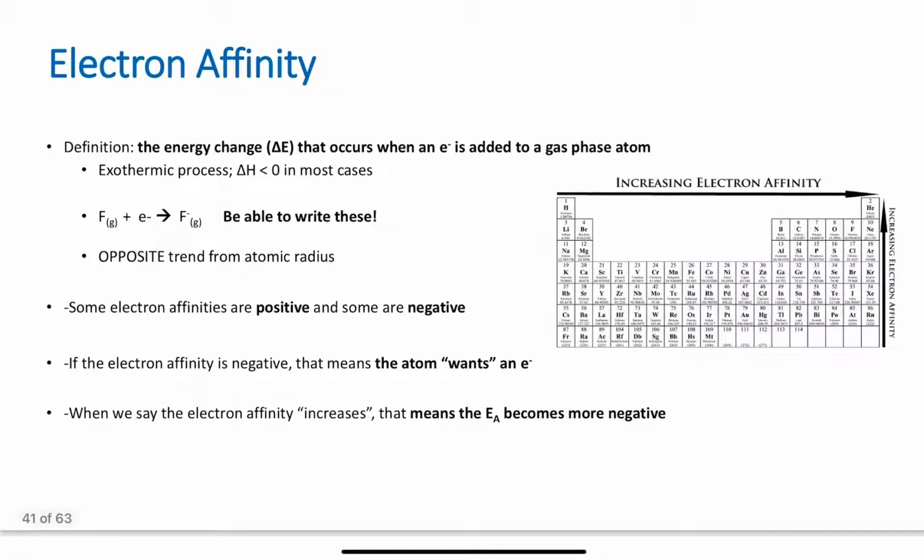Electron affinity is defined as the energy change, delta E, that occurs when an electron is added to a gas phase atom. It's an exothermic process in most cases, not all. Sometimes it costs us energy, but most of the time the atom itself will give up energy to gain that electron. It's the opposite trend from atomic radius, and it follows the trend of ionization energy. But there are a lot of exceptions.